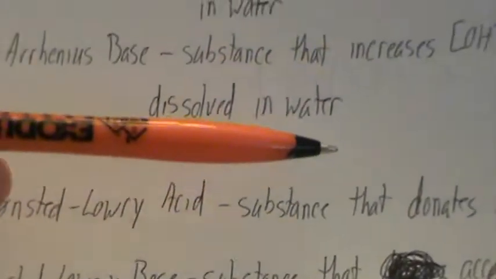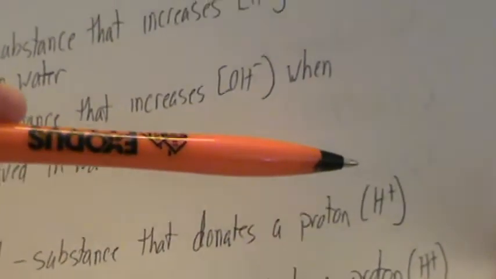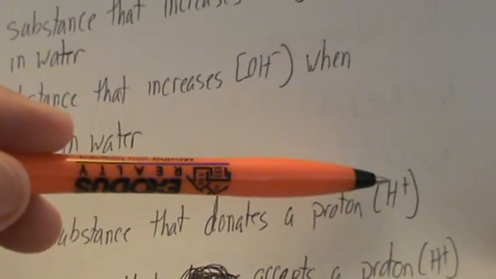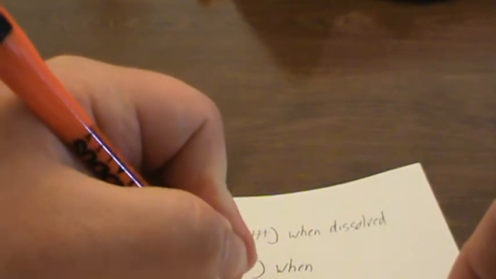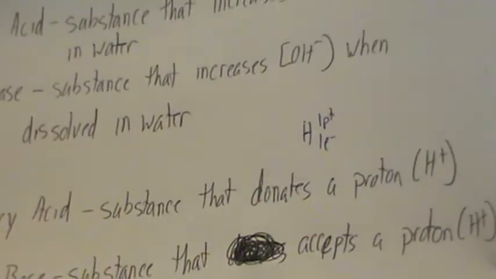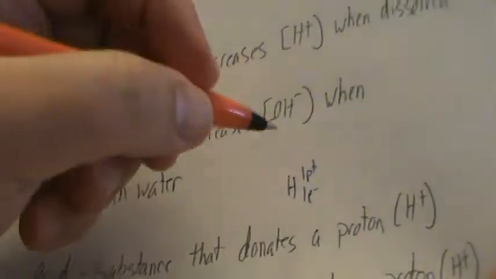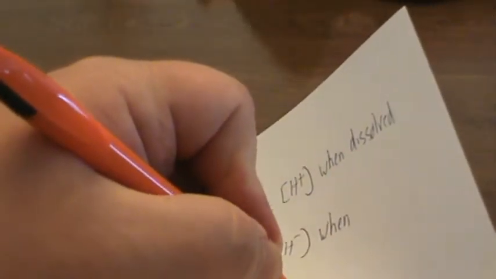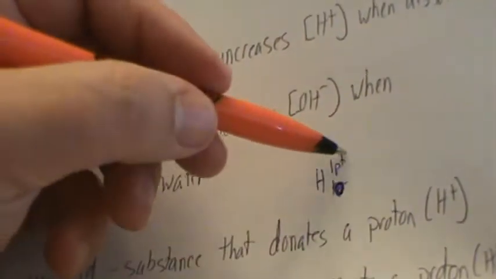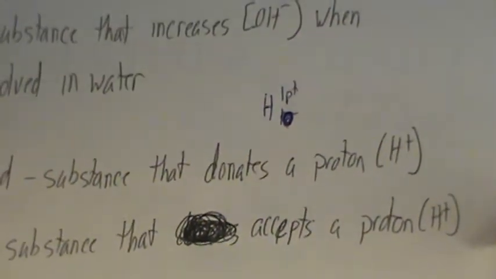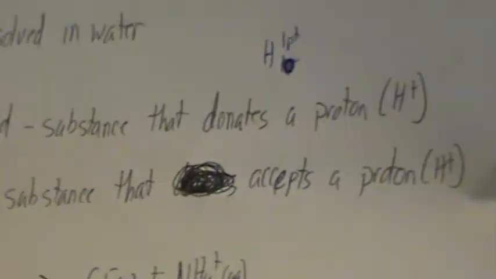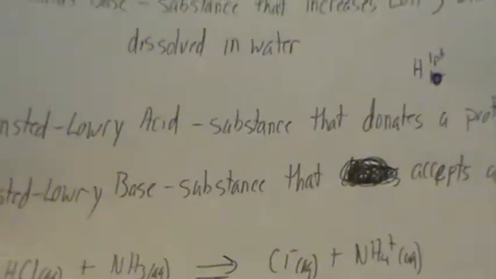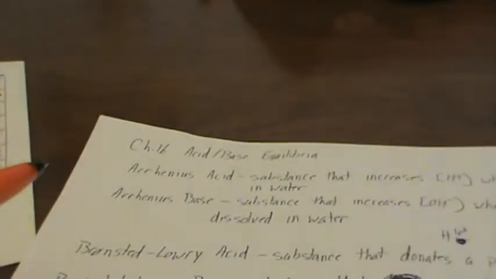A Bronsted-Lowry acid is a substance that donates a proton, and the way that we represent a proton is a hydrogen ion, because you think of a hydrogen atom, it has one proton, one electron. And if we take away the electron, so we have an ion, we're only left with that proton. So we can represent that proton as a hydrogen ion. A Bronsted-Lowry base is a substance that accepts a proton. Okay, so let's look at an example of this.